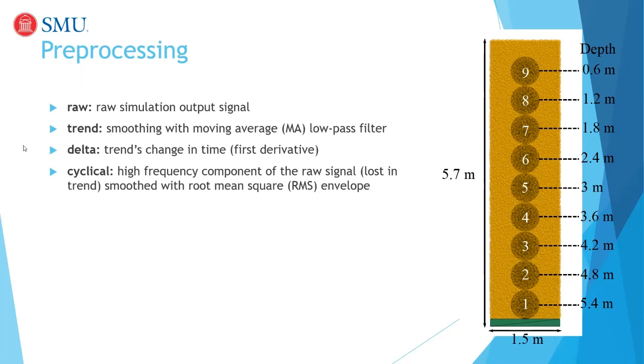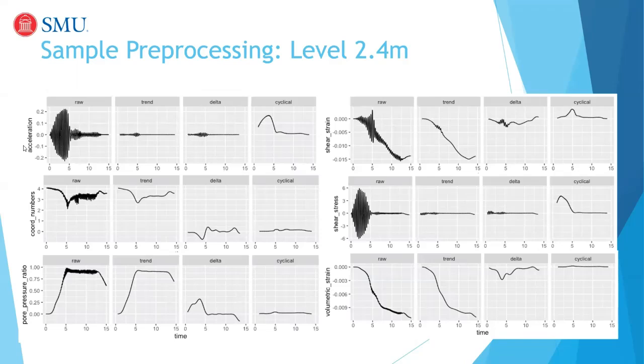And we looked at several things. We looked at the raw data, and from the raw data, we can extract a trend, a first derivative, which is delta, and a cyclical response, which is the high frequency component of the raw data. This is a sample of this data processing.